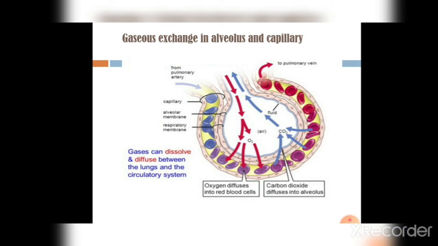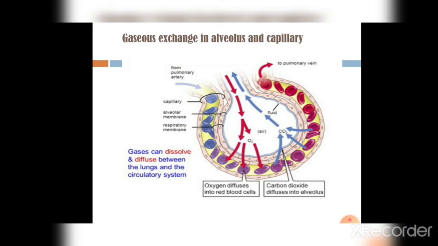Okay, so this is how the gaseous exchange takes place at each point of alveoli within the lungs. This is how the lungs perform the purification function of blood by providing enough oxygen and taking out the carbon dioxide from it.